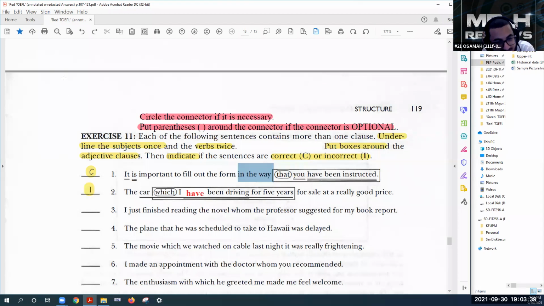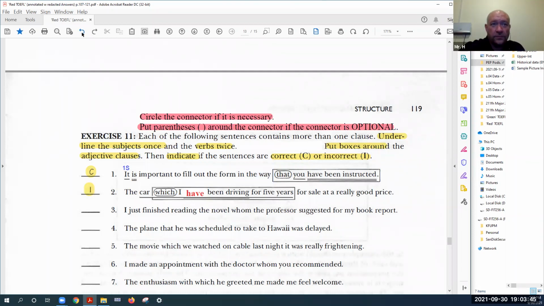Use the formula, tell us. It is a subject, the first subject, and the first verb, excellent. And we have a preposition, good. And then "that" is optional, an adjective connector. Then you, second subject, good, and have been instructed, second verb. And the main clause? It's important to fill out the form in the way. Very good. And yes, the connector is optional.